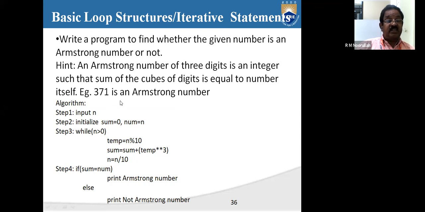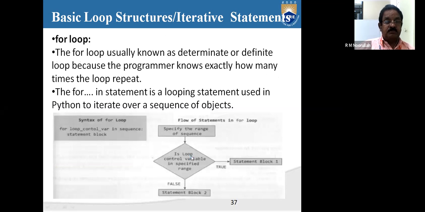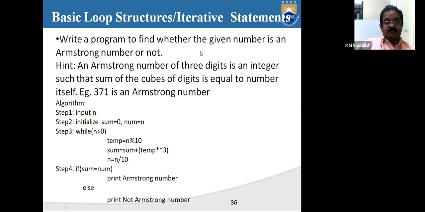So if you are given 372, then it's going to print that it is not an Armstrong number, right? Like that it is going to get calculated to find whether the entered number is an Armstrong number or not. When the sum of the cubes of the individual digits is equal to the number, then it becomes an Armstrong number. Else it is not an Armstrong number, right? Any doubt or any clarifications?